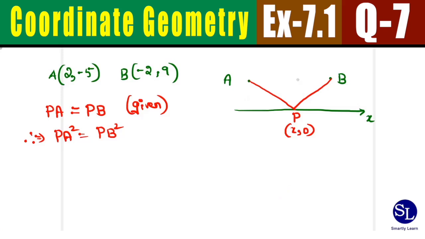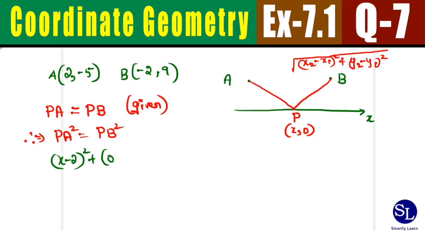Now, from the exam perspective, write the distance formula. So it is (x2 minus x1) the whole square plus (y2 minus y1) the whole square. All of this is sitting inside the root. So this is the distance formula. So let's start using it without the square root, because we have squared our values. So what is PA squared? It is going to be (x minus 2) the whole square plus (0 minus of minus 5, which is plus 5) the whole square. On the right side, this is equal to (x plus 2) the whole square plus (0 minus 9) the whole square.